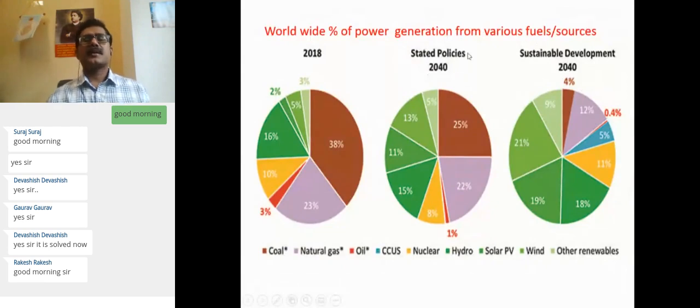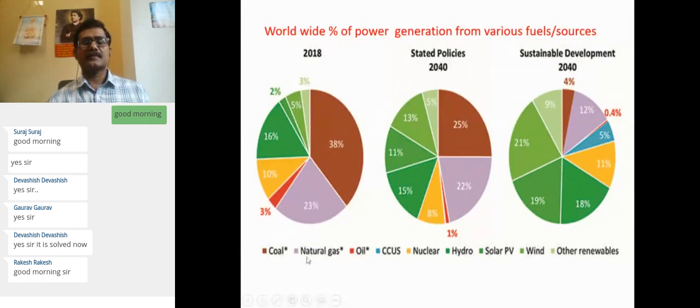As far as the policies being stated, policies framed, we can see the role played by coal. The energy generated by coal would be approximately 25%. Currently it is nearly 38%, so that would be brought down to around 25%. So a 13% reduction is targeted with the policies framed, so that the energy generation by 2040 will be only 25% from coal.